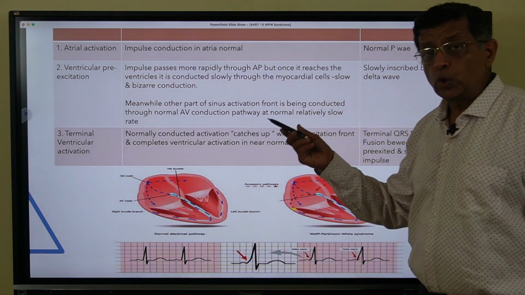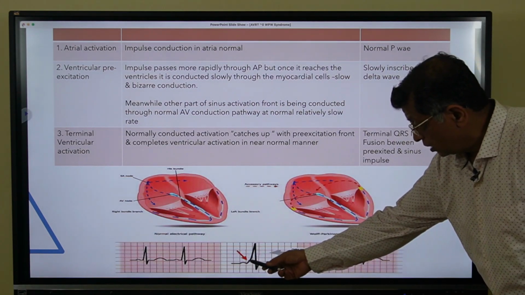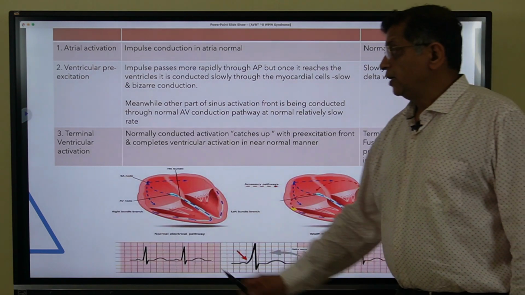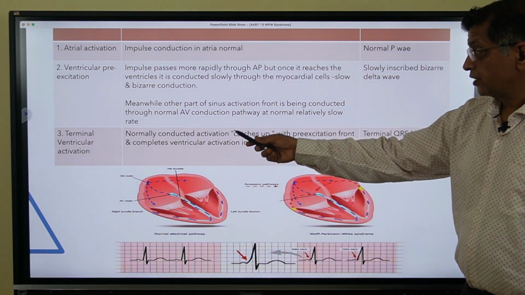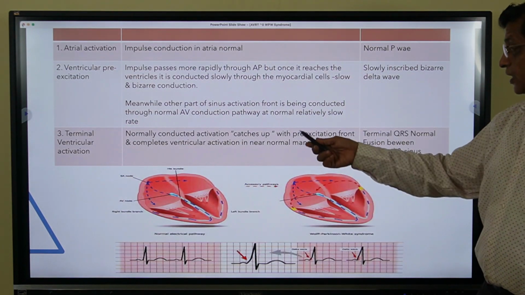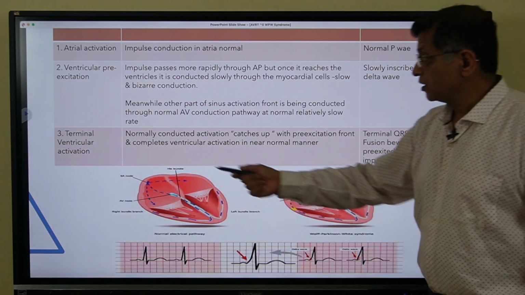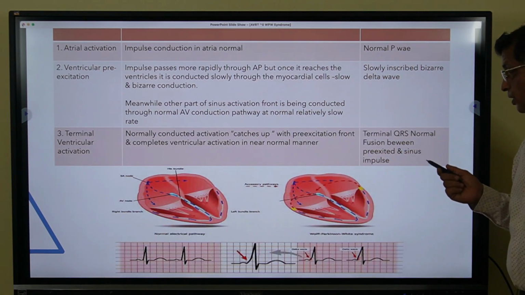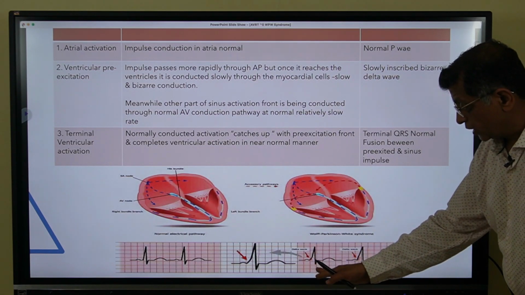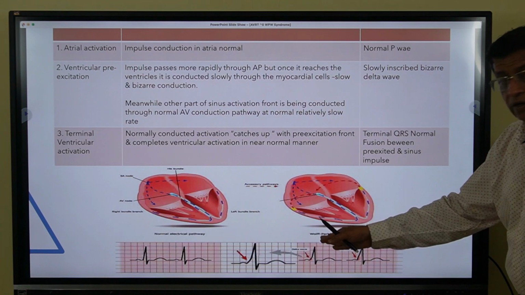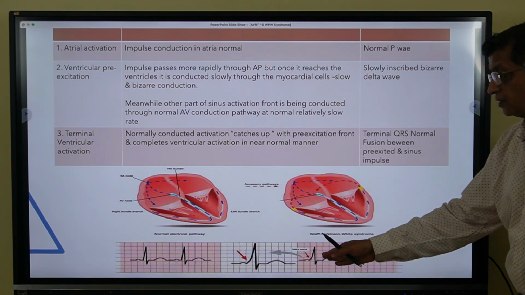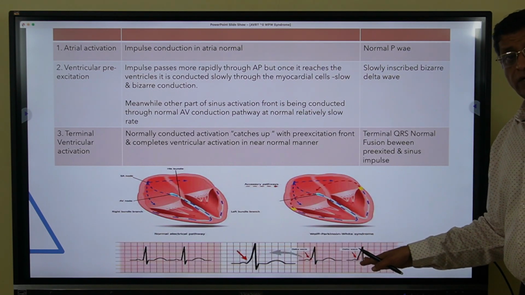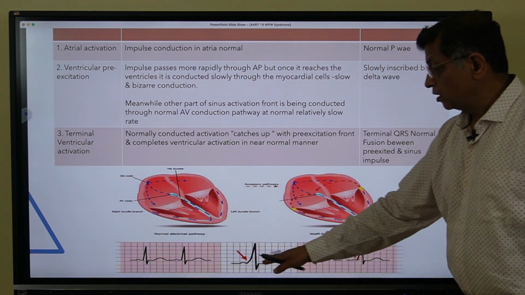So the conduction is slow and bizarre, giving rise to a typical bizarre slow wave that is called the delta wave. And terminal ventricular activation: the normally conducted activation catches up with the pre-excitation front and completes the ventricular activation time in a near normal manner. So the terminal QRS complex is normal. So the final beat you get is the fusion between the pre-excited impulse and the AV nodal impulse in the form of a delta wave, mildly widened QRS complex and shortened PR interval.